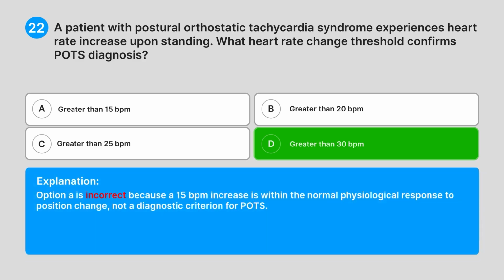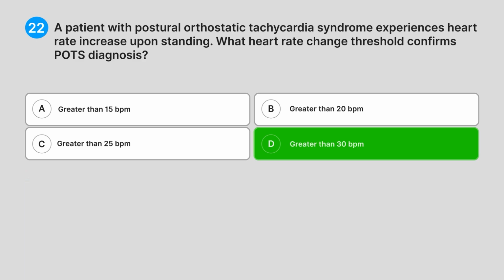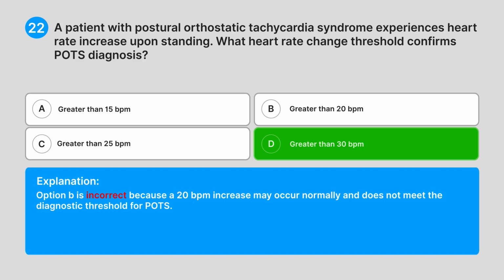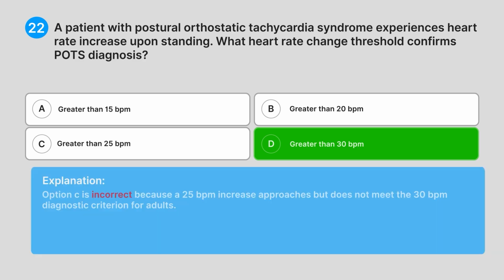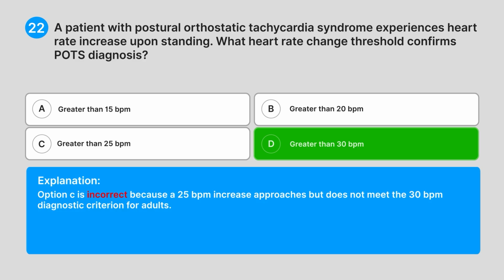Option A is incorrect because a 15 BPM increase is within the normal physiological response to position change, not a diagnostic criterion for POTS. Option B is incorrect because a 20 BPM increase may occur normally and does not meet the diagnostic threshold for POTS. Option C is incorrect because a 25 BPM increase approaches but does not meet the 30 BPM diagnostic criterion for adults.